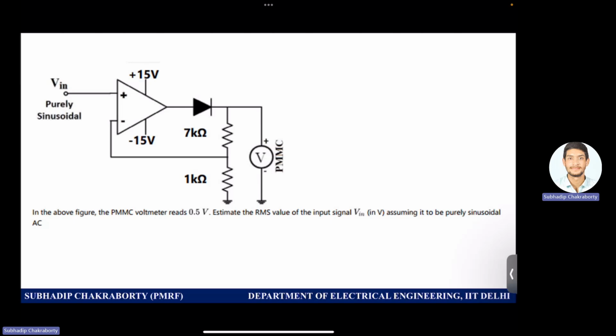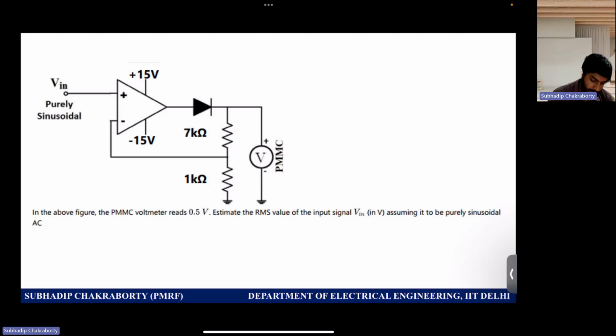So now you have a half bridge arrangement, and this voltage is the same as this voltage, and the PMMC meter reading is 0.5 volts, so you know 0.5 volts, and you need this voltage. So 0.5 divided by 7 plus 1 is the current times 1 is 0.5, because kilo and kilo get cancelled. So 0.5 by 8 is the voltage here or the voltage here.